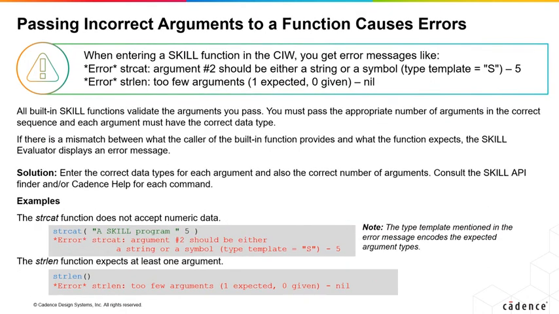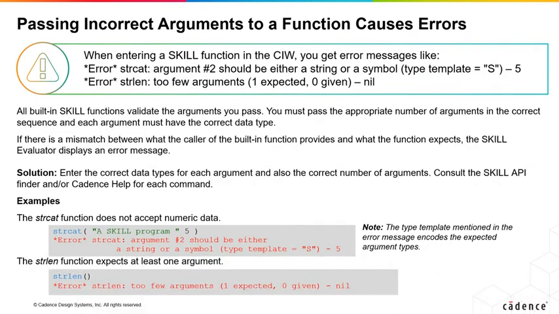Another potential error we need to be concerned about is passing incorrect arguments to a skill function. All built-in skill functions will validate the type of the arguments you pass to them. You have to pass both the appropriate number and in the correct sequence. And each argument must have the correct data type. Now, if there's a mismatch between what the caller of the built-in function provides, so you and your program calling the particular function, and what the function expects, then you will get an error message from the skill evaluator.